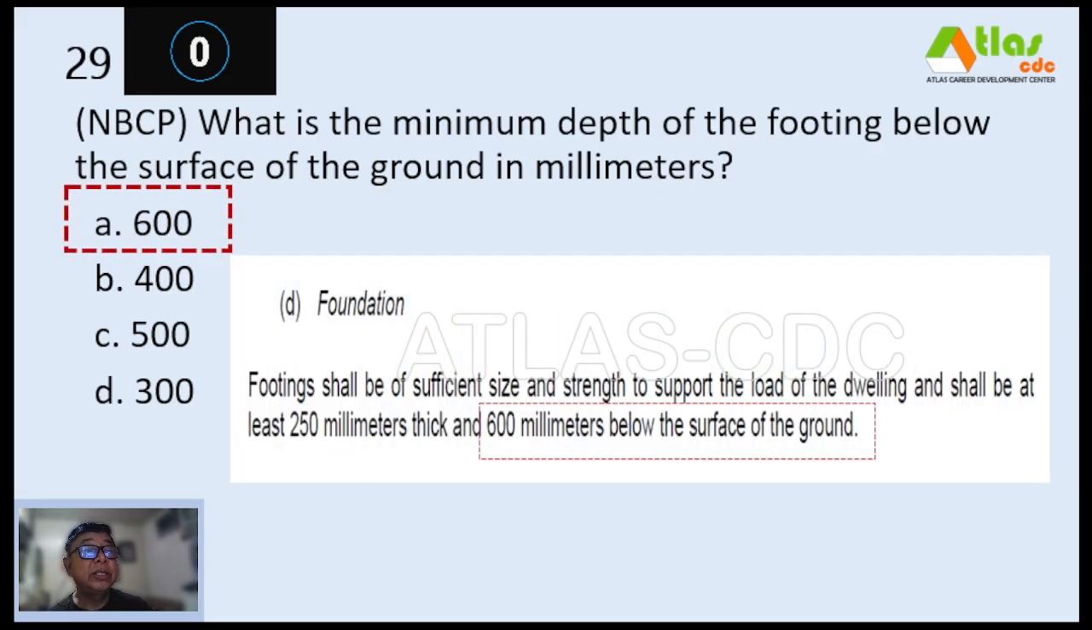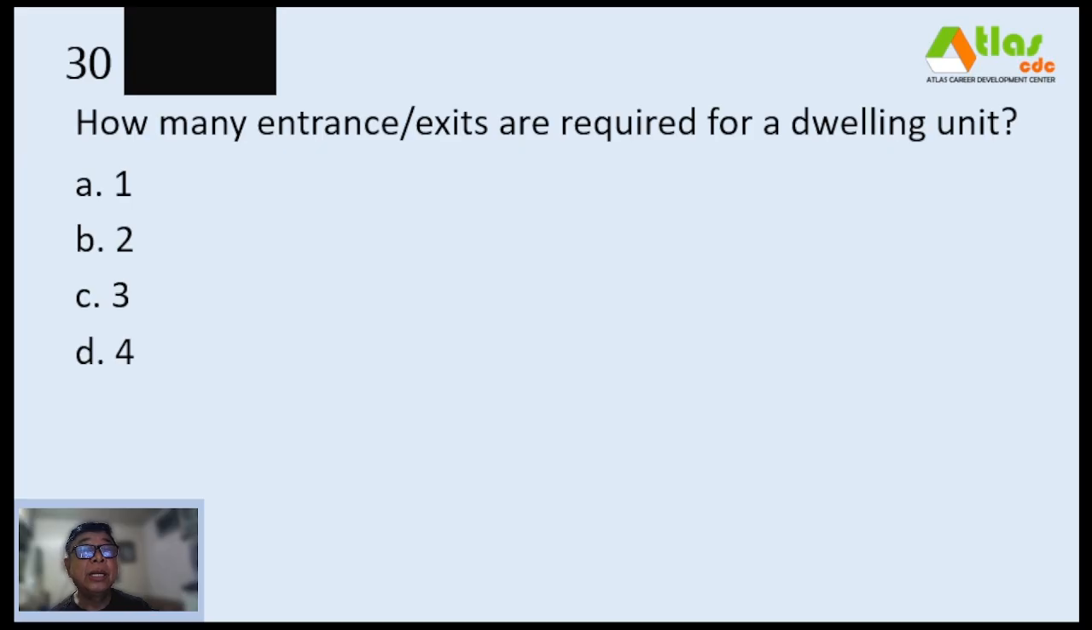So footing shall be of sufficient size and strength to support the load of the dwelling and shall be at least 250 millimeters thick and 600 millimeters below the surface of the ground. And lastly, number 30, how many entrance exits are required for a dwelling unit? A, 1, B, 2, C, 3, and D, 4. And our correct answer is letter B, 2.